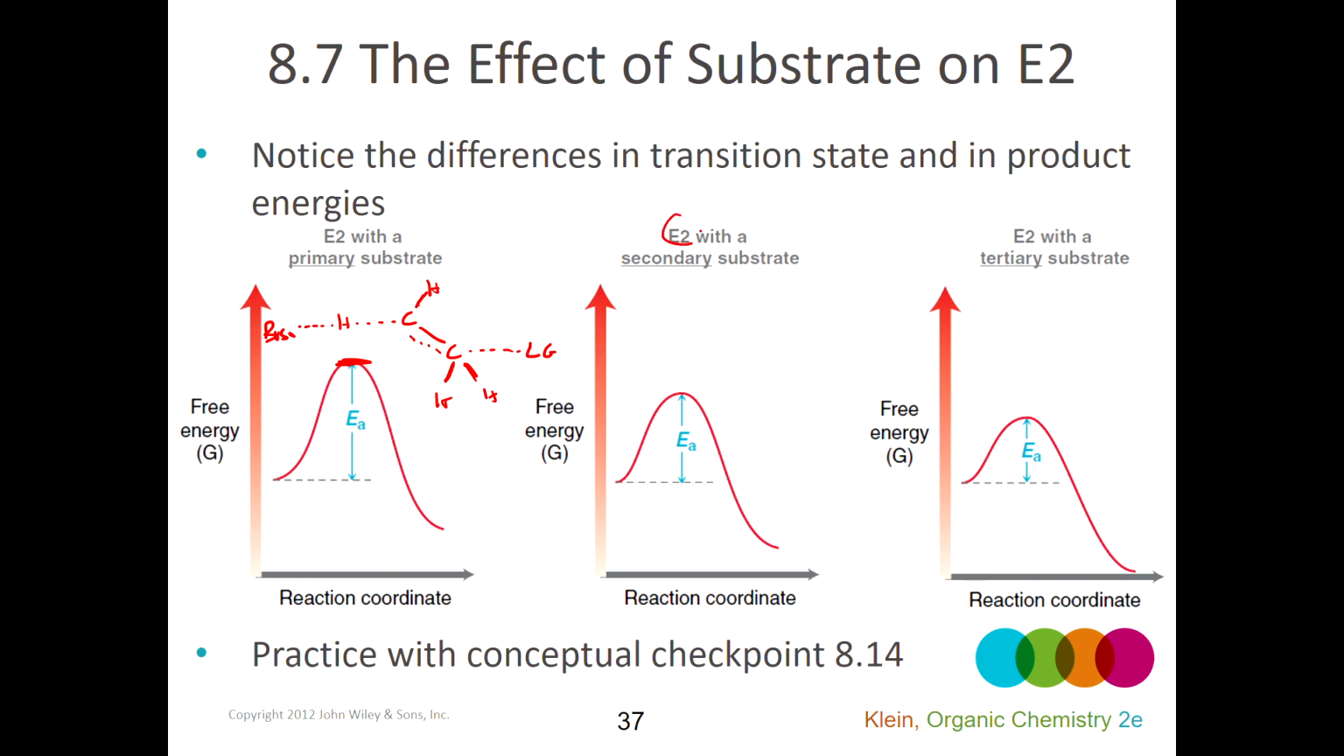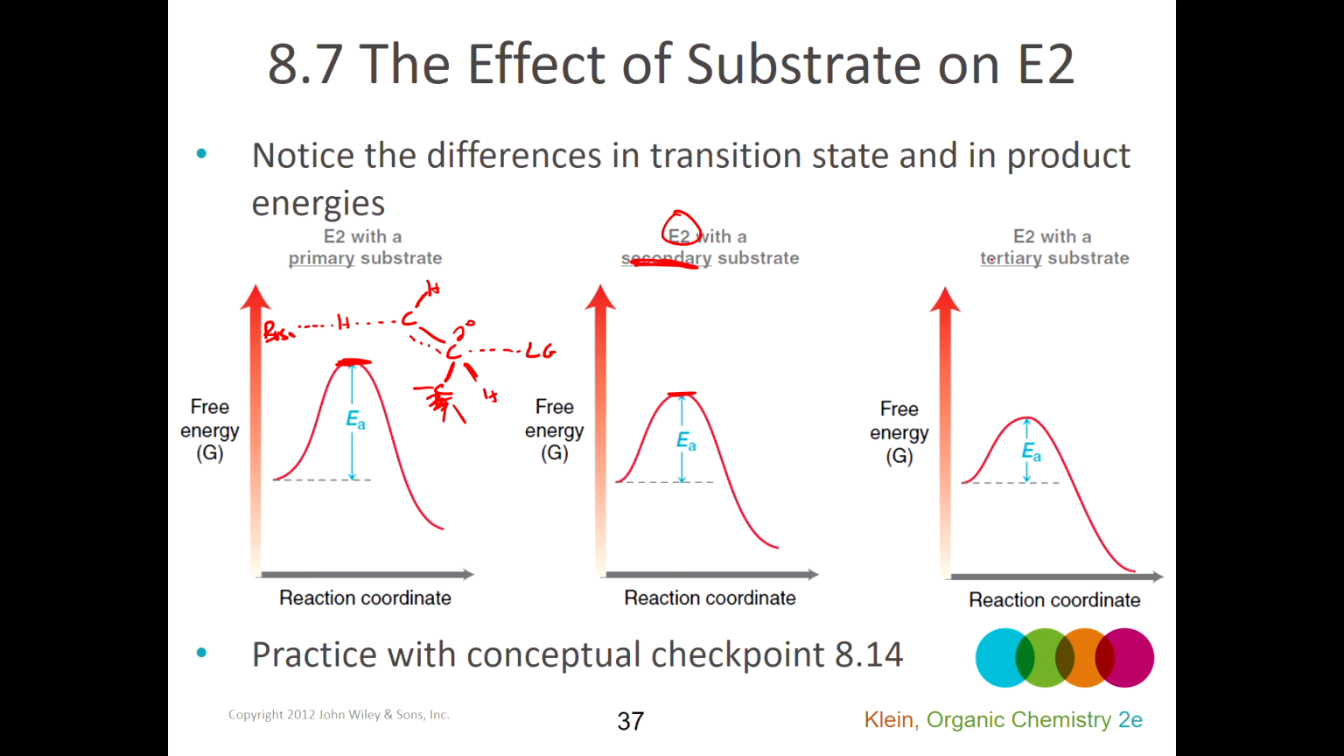In the case of a secondary substrate, that would be in one of these. That means the leaving group's on a secondary carbon. To be on a secondary carbon, I'd have to have another carbon here. That somehow stabilizes the pi bond as it's forming, so the transition state energy isn't high, and a greater percentage of the collisions that occur will be able to get to that transition state and produce the product.